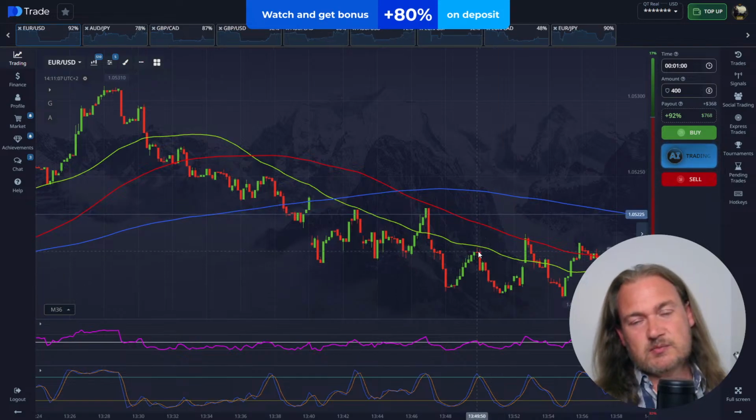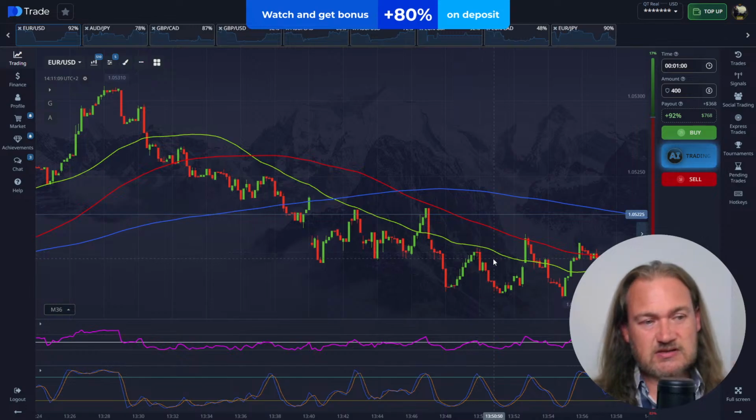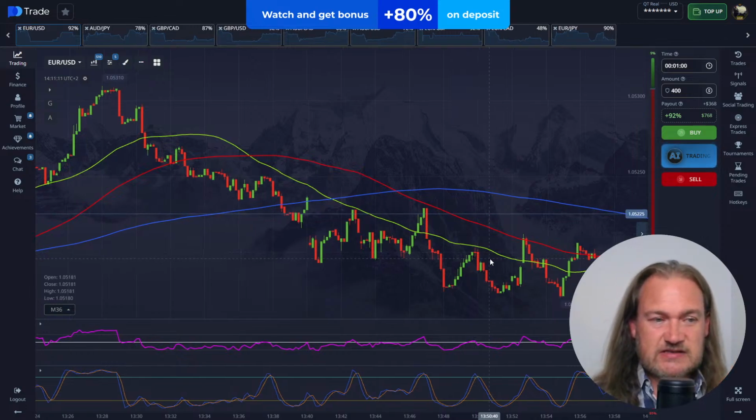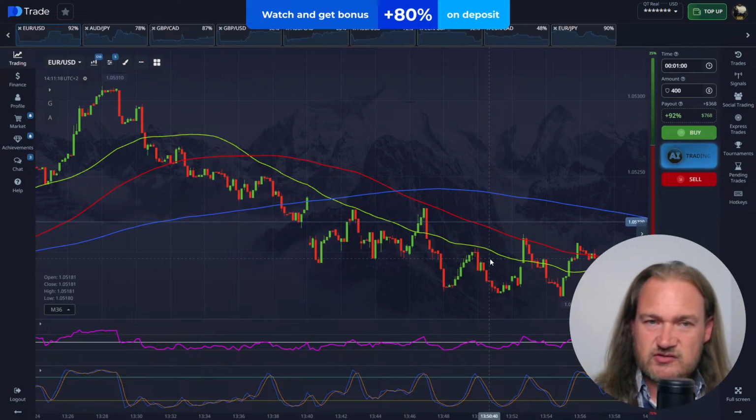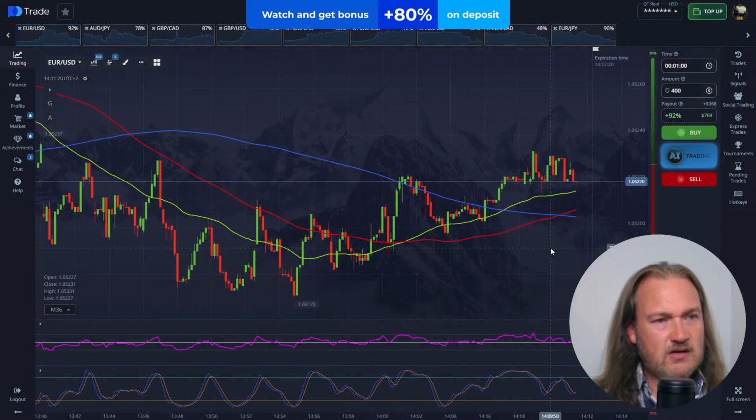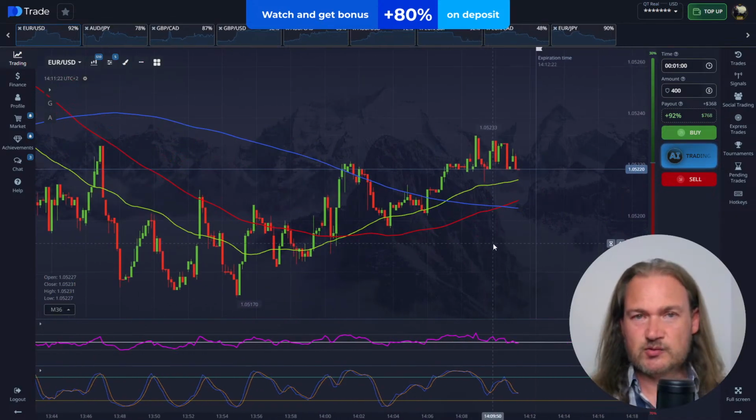Okay, this does not mean that price will continue downwards indefinitely, but it does tell us that this is possibly not a reversal, but just a correction, and it might be a good idea to go in the direction of the trend. Okay, so that's basically how it works.